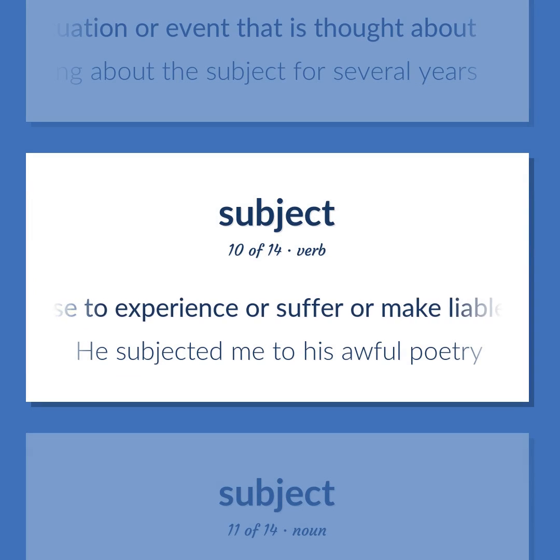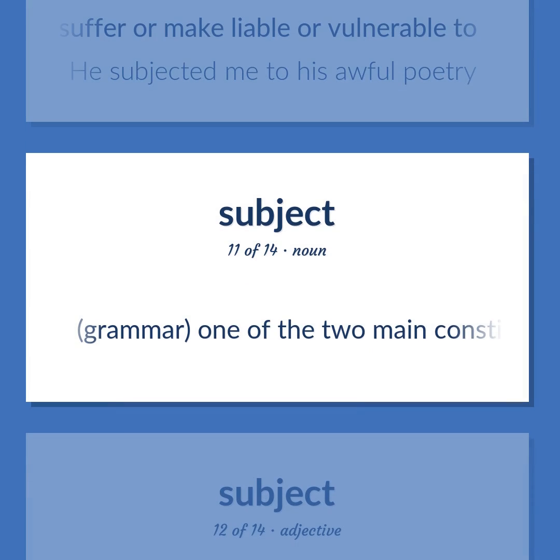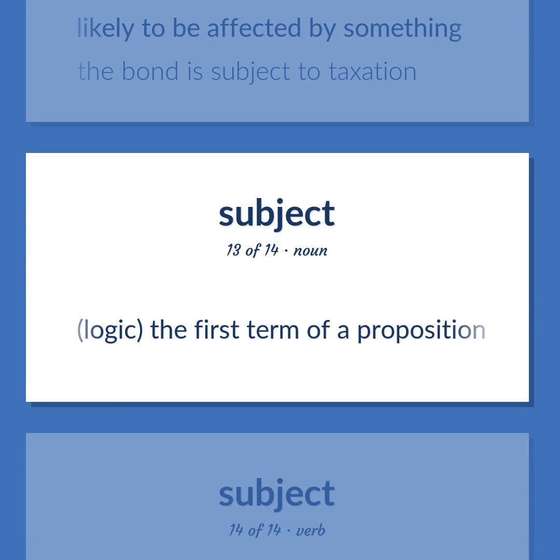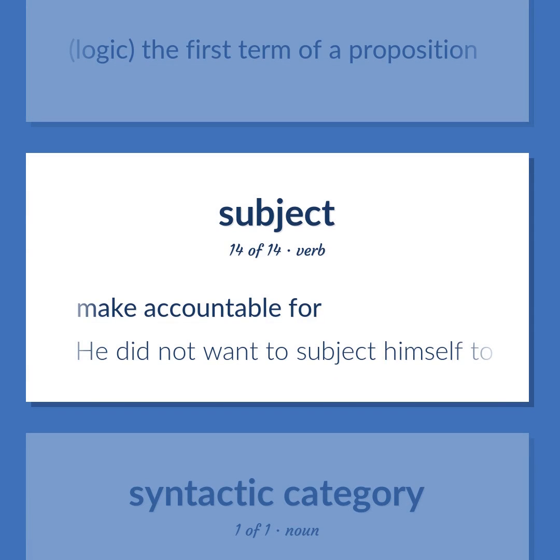Cause to experience or suffer or make liable or vulnerable to. He subjected me to his awful poetry. Grammar: one of the two main constituents of a sentence. The grammatical constituent about which something is predicated. Likely to be affected by something. The bond is subject to taxation. Logic: the first term of a proposition. Make accountable for. He did not want to subject himself to the judgments of his superiors.